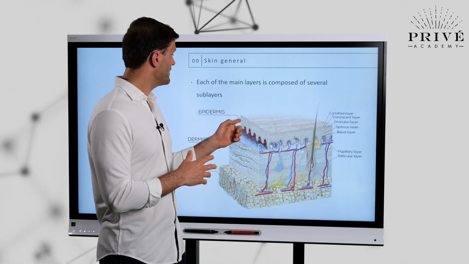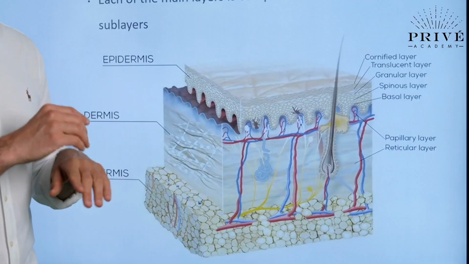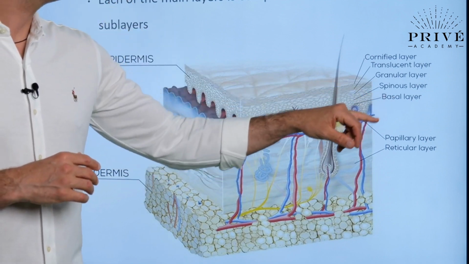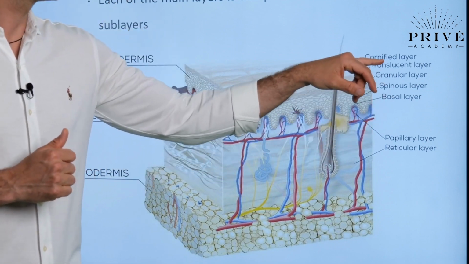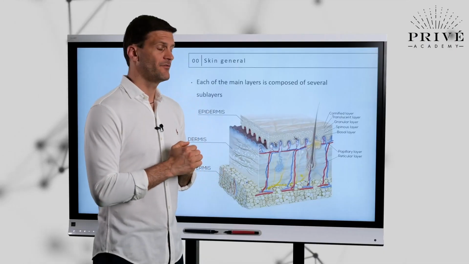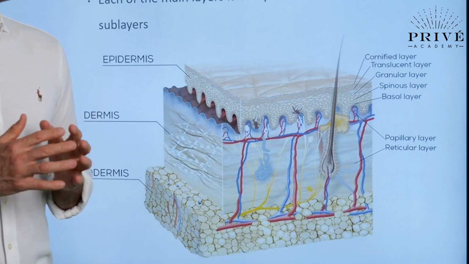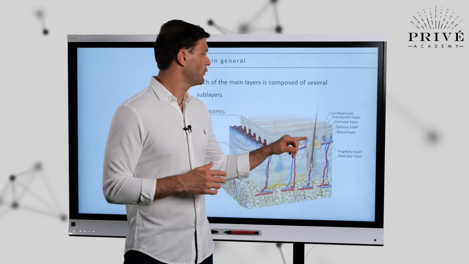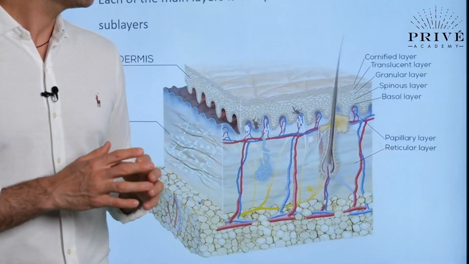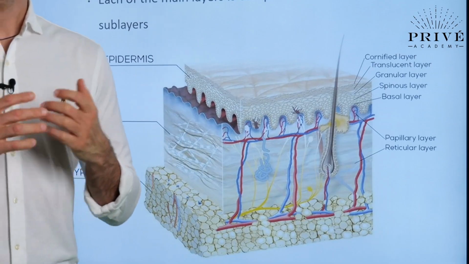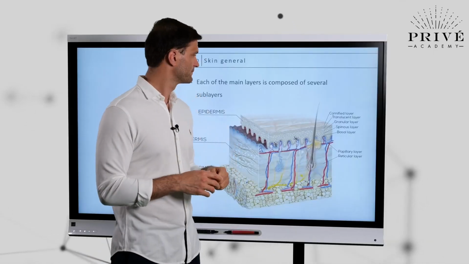Let's mention epidermis, the most outer layer and the thinnest layer. It is made up of 5 sublayers, which are basal layer, spinous layer, granular, translucent, and cornified layer. Cornified layer is the last of the 5 sublayers. So the second layer, called dermis, is made up of 2 sublayers, which are reticular as a lower layer and papillary layer. The hypodermis is actually made up of one single layer.